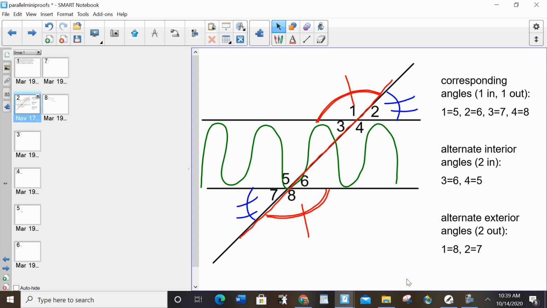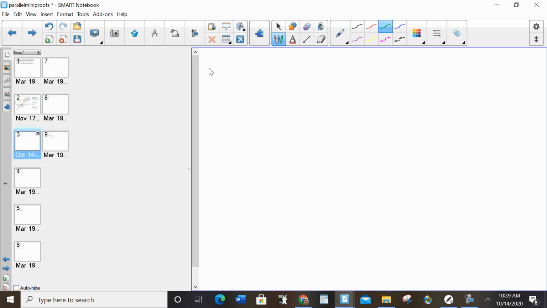So when you have parallel lines, you're going to either conclude that you have congruent corresponding angles, congruent alternate interior angles, or congruent alternate exterior angles, depending on how many are inside the parallel lines and how many are outside. If it's 1 in, 1 out, it's corresponding. If it's 2 in, it's alternate interior. If it's 2 out, it's alternate exterior. Now I'm just going to warn you, these are long definitions that we're going to use. So basically it's going to be one of 3 things.